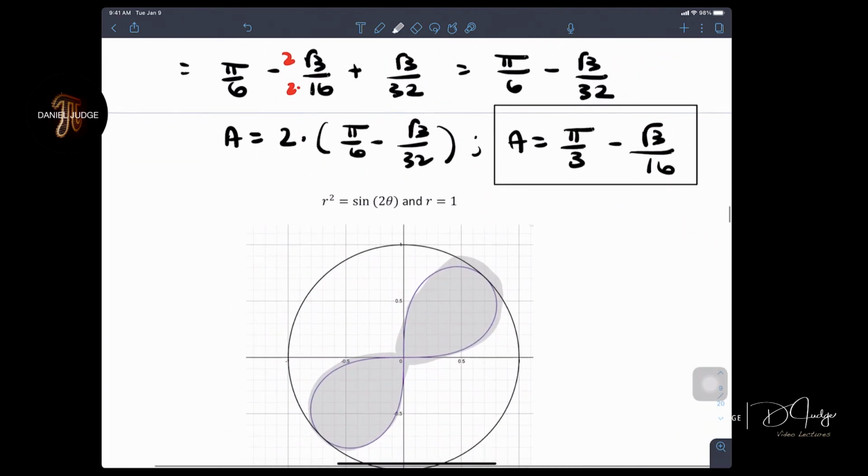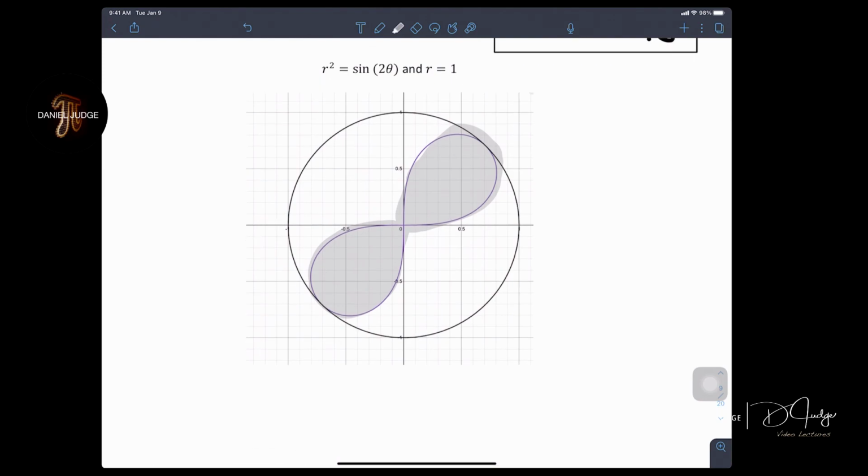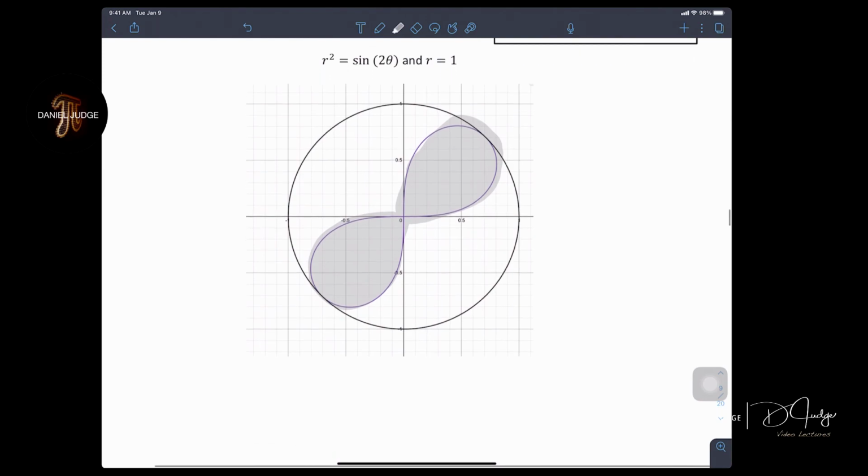Anyway, area inside both curves. So the best thing I think to do here now would be just find the area of this portion here. This is my A1, and double it, so that the area will be double A1.